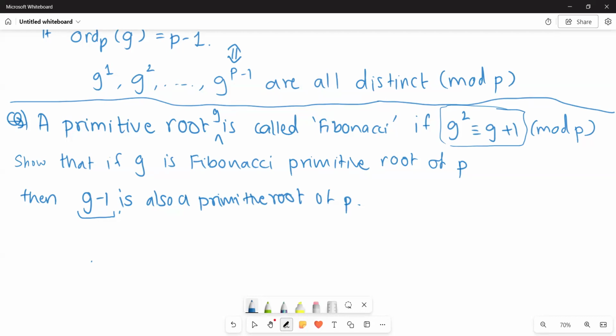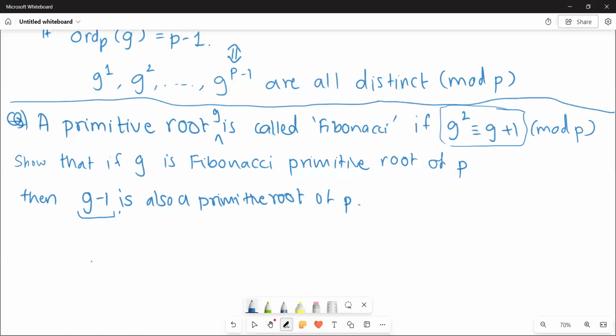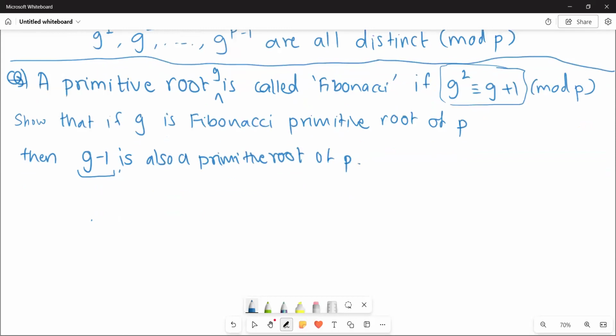I have an idea. I have got that g is the inverse of g minus 1 mod p. Yes, because g squared is congruent to g plus 1. Okay, sure. So now say g minus 1 to the power x is congruent to 1 mod p for some x.